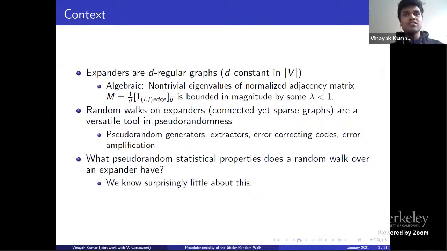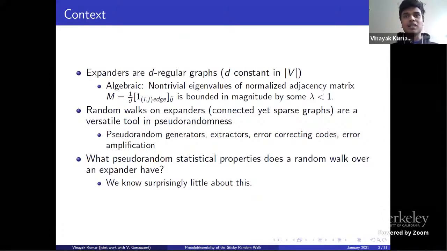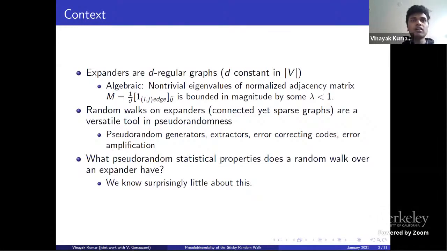If all of its non-trivial eigenvalues are bounded in magnitude by some constant less than 1, we call it a spectral expander. And random walks on expanders are very useful in pseudorandomness. They're used a lot in constructing pseudorandom objects like generators, extractors, error correcting codes, or error amplification protocols. And so a natural question to ask is what pseudorandom statistical properties do expander walks have? And this is a question that we surprisingly know little about. And so we hope to answer this.